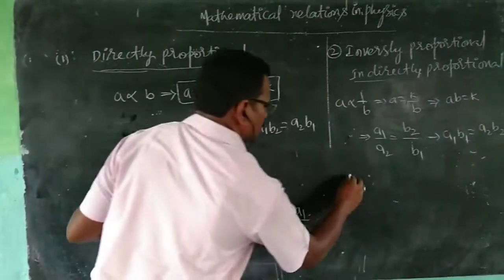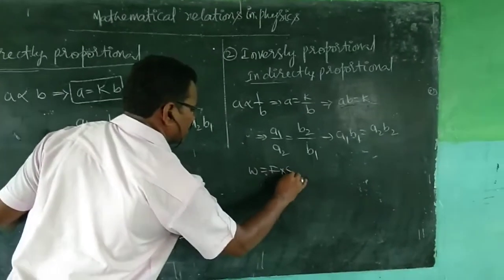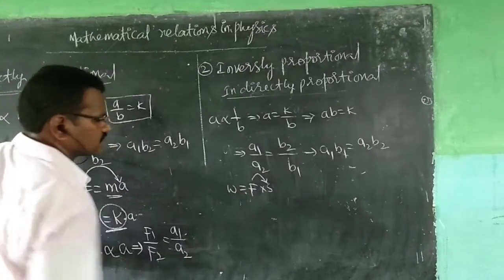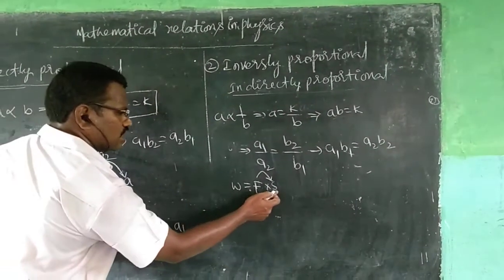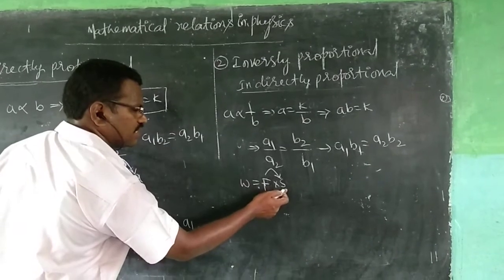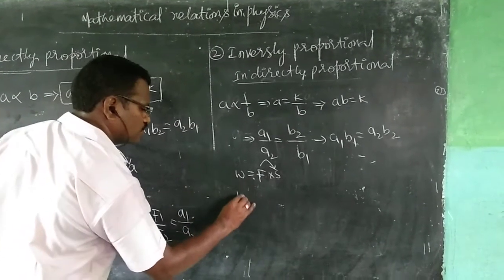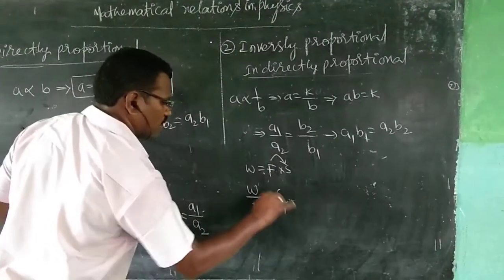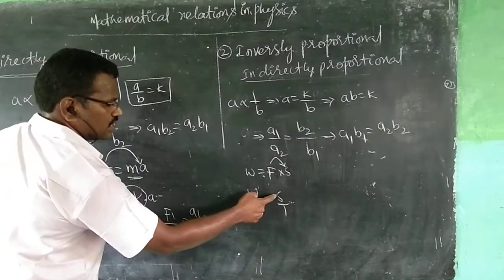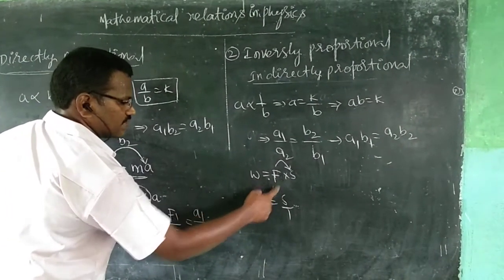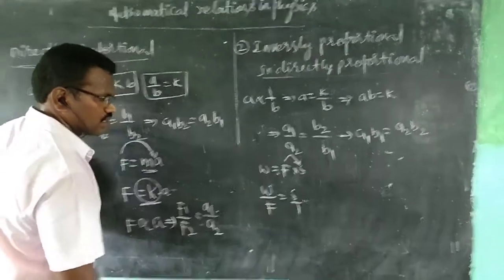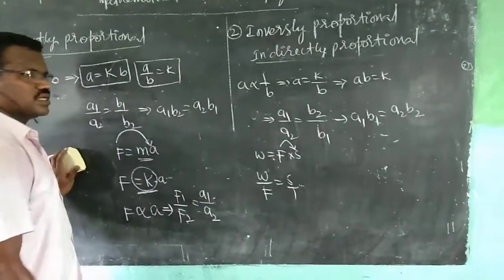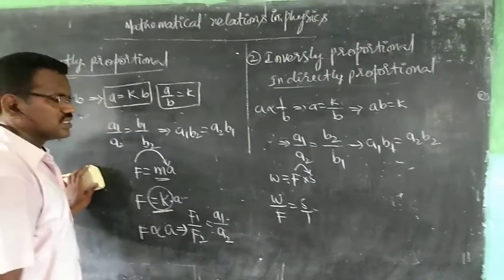For example, if you consider W is equal to F cross S. Now, I want the relation between F and S. F variable and displacement are on the same side, meaning they are on the right hand side. So first of all, we should transfer like this: W by F is equal to S. Now, S is in the numerator, F is in the denominator. One variable is in the numerator, another variable is in the denominator. Now they are said to be inversely proportional.